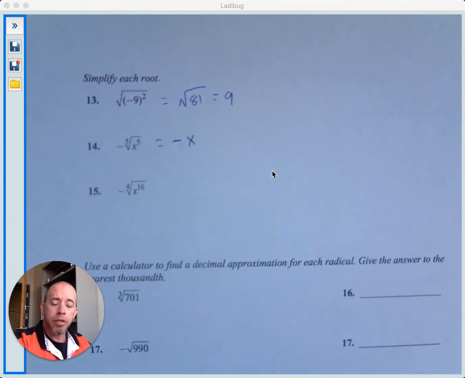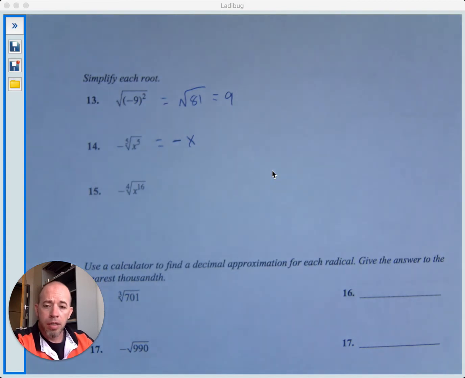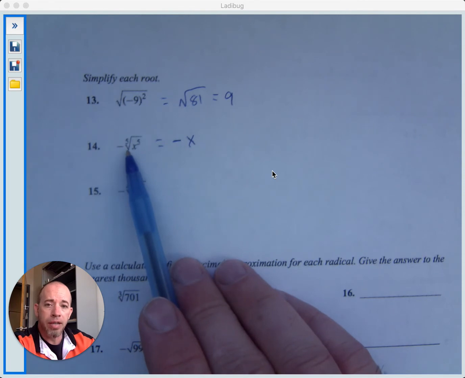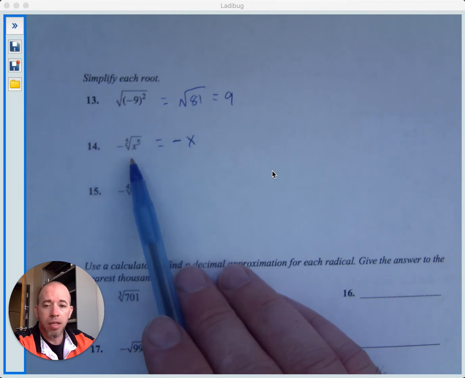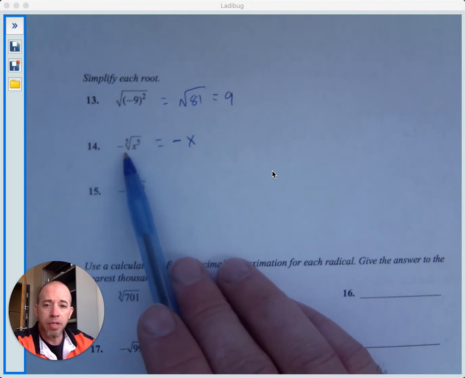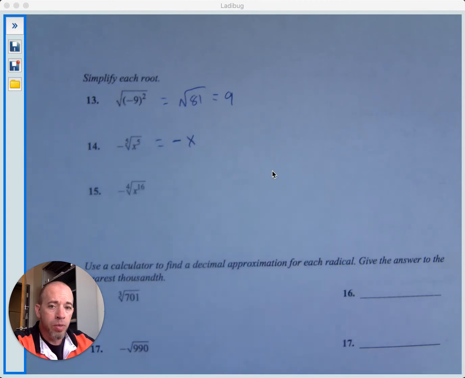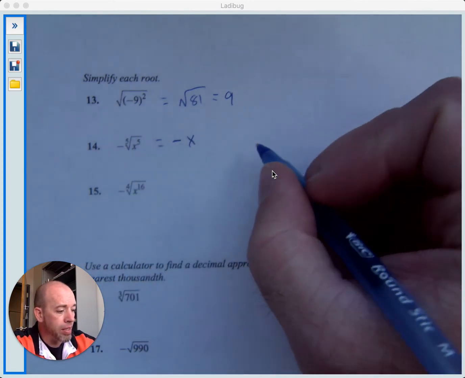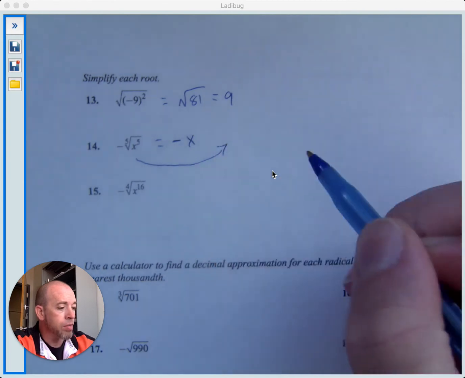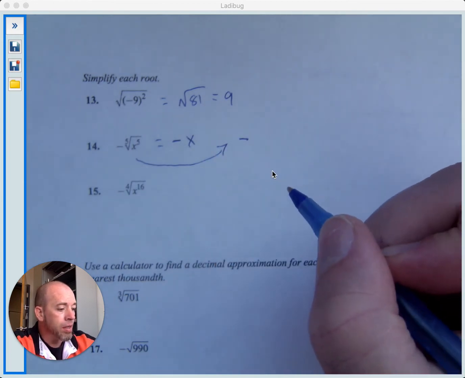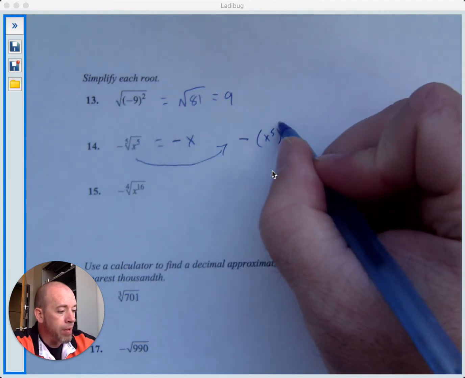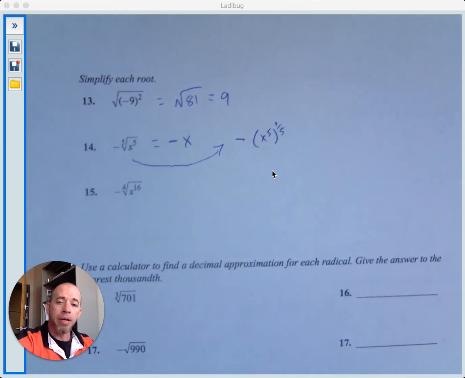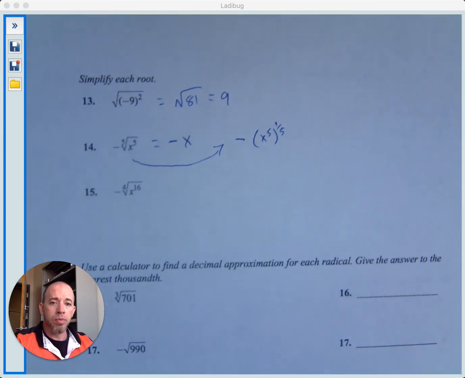Now, one thing I might introduce at this point in time is the equivalent fractional power of the fifth root of x. A square root is really the same as the 1/2 power. A fifth root is the same as the 1/5 power. So if I want to rewrite this with a fractional power, the negative sign is there. I could write this as x to the fifth to the 1/5 power. And if you like that better than the roots, you're welcome to use it.